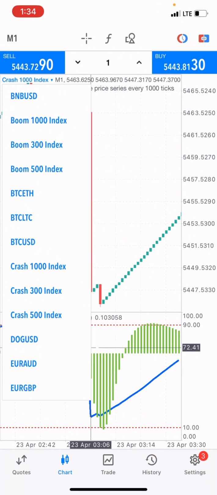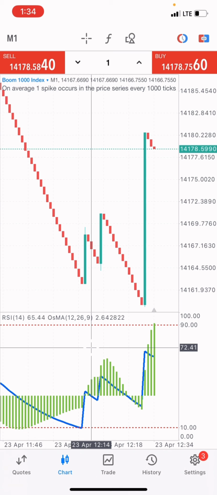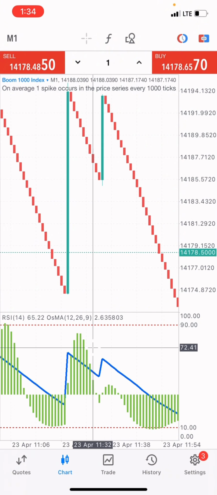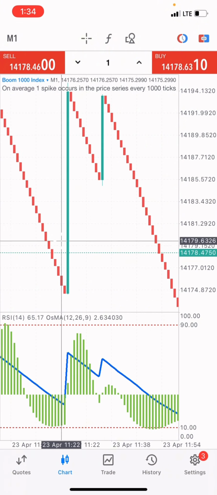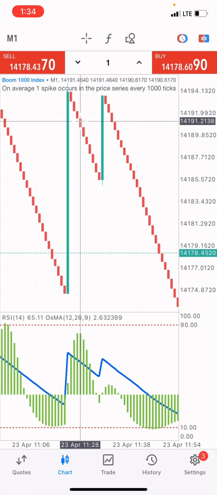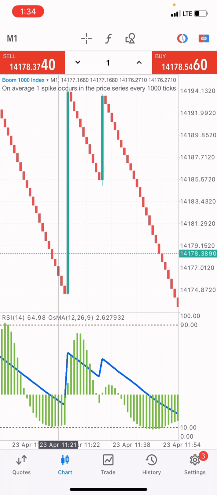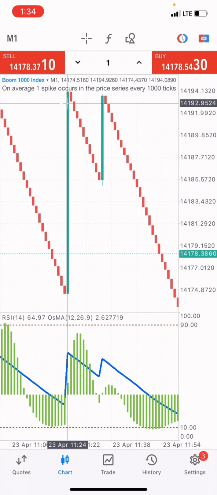Okay, now we're going to the Boom 1000 index using the same parameters and setup. Nothing changed. Now, you know that on the Boom market, when one spike occurs, the line goes upwards. When it's a sell, the market is going downwards; a buy, it's going upwards. Right here, just as you can see, the spike.